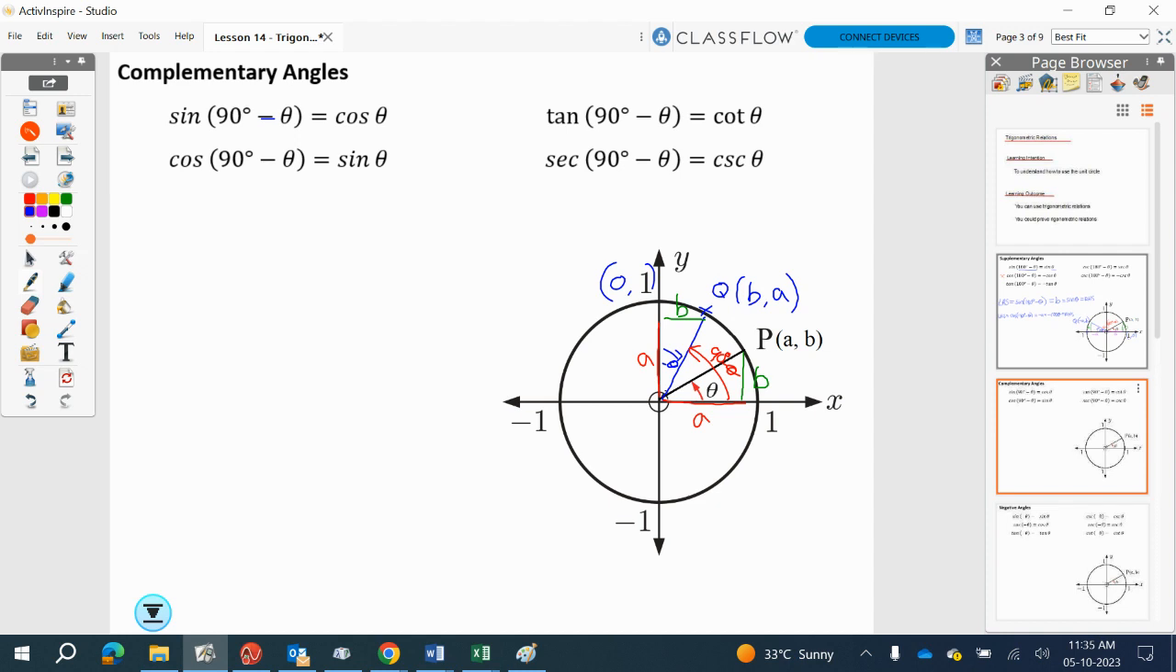We'll use our diagram to make our proof. Left-hand side is equal to sine of 90 degrees minus theta. Now, the sine value at Q is what? A. And at P, A represents what? The cosine value. This gives us cosine of theta. So this is equal to the right-hand side. Have a go now at doing this one for yourselves.